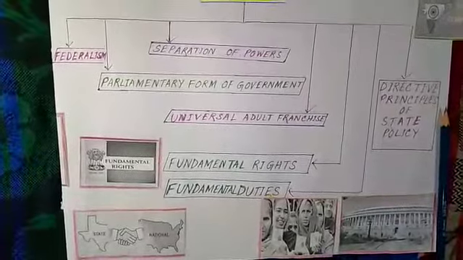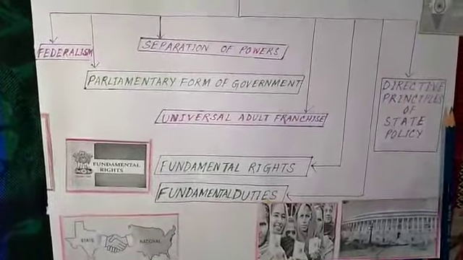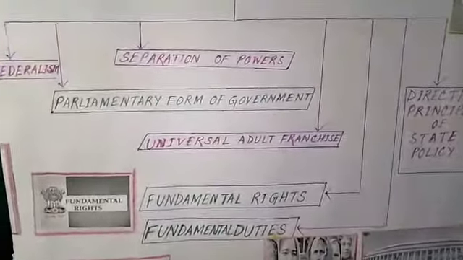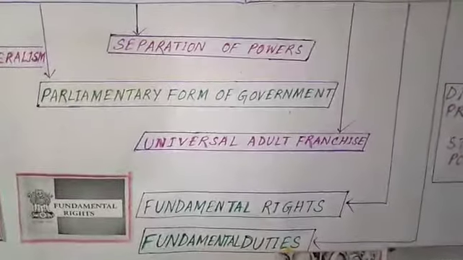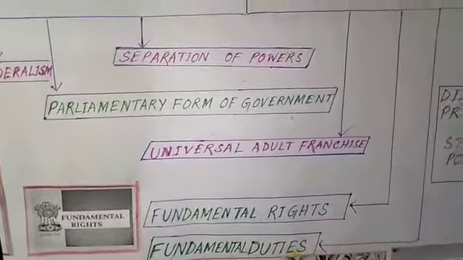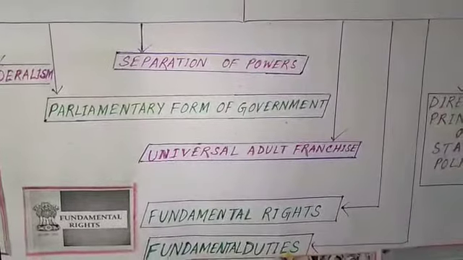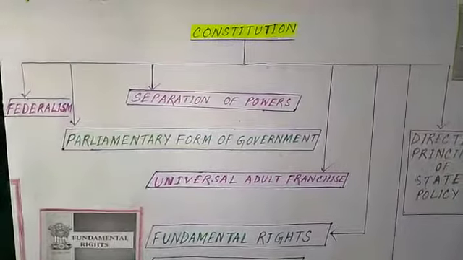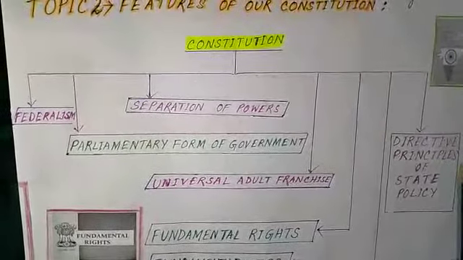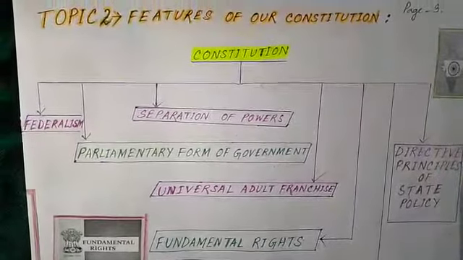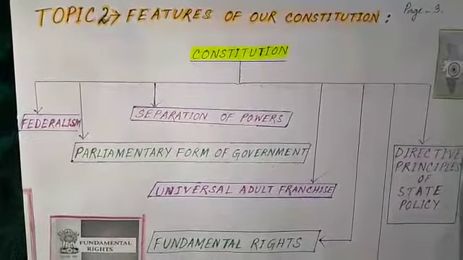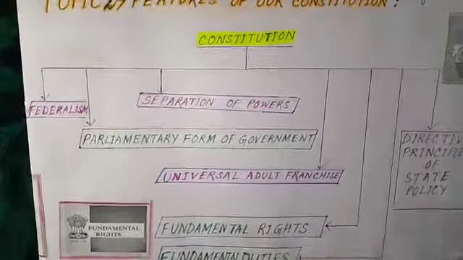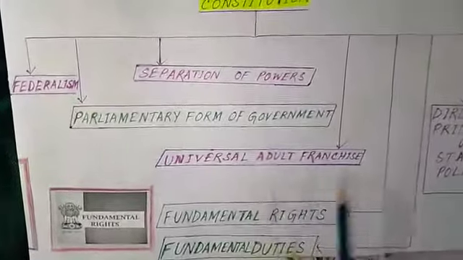The elected representatives of the people form the legislature. This organ of the government is responsible for making the laws. The executive department implements the laws made by the legislative department, and the judiciary ensures that the laws and rules of the country are followed properly and the rights of the people are protected. Understood? Next comes our universal adult franchise.